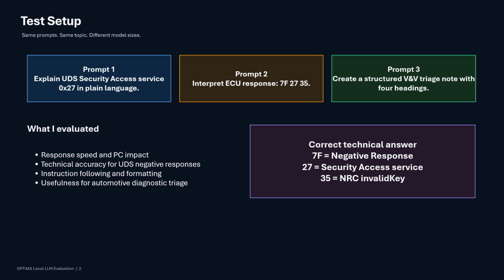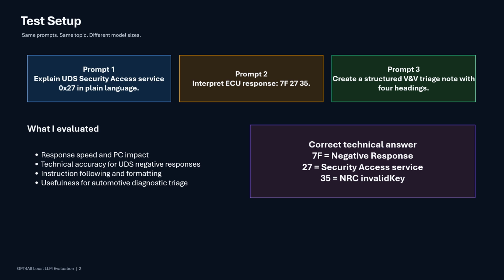To make the comparison fair, I tested each model with the same three automotive diagnostic prompts. The first prompt asked the model to explain UDS Security Access Service, base 27, in plain language. The second asked it to interpret the negative response 7F2735. The third asked it to convert diagnostic information into a structured software validation triage note.